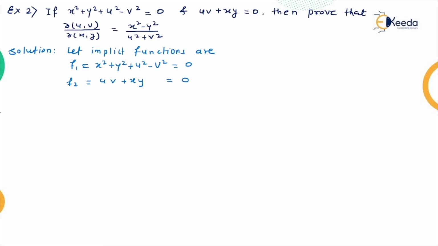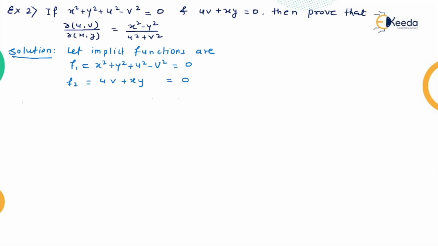Now we know the Jacobian of implicit function. So here in the solution, you have to define implicit functions. The first implicit function is x square plus y square plus u square minus v square, and the second implicit function is uv plus xy equal to 0. Now let me start. What is the definition of an implicit function actually?